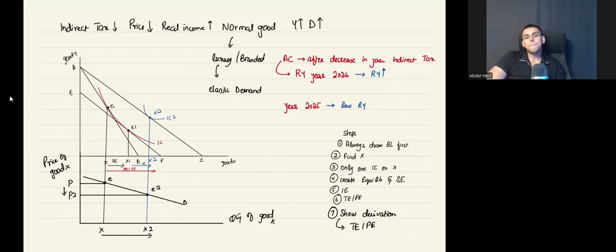Everything clear? Now your diagram is completed 100%, and this is what you have to explain in your answer as well. Do you understand? So in what type? Yeah, we will do the question.